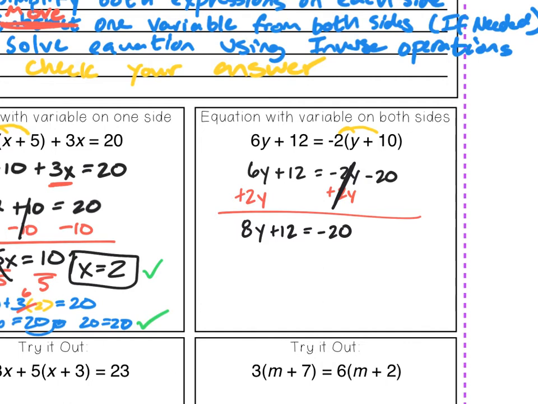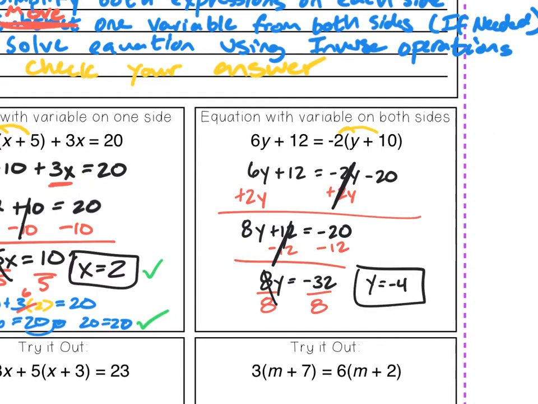Okay. Well, now at this point, it's exactly what I was doing. I want to get my y by itself. Well, before I can do that, I got to get 8y by itself. 8y has a 12 being added to it, so to undo that, I would subtract, leaves me with 8y is equal to, well here, -20 and -12 make -32. Divide them both by 8, and you end up getting y is equal to -4.